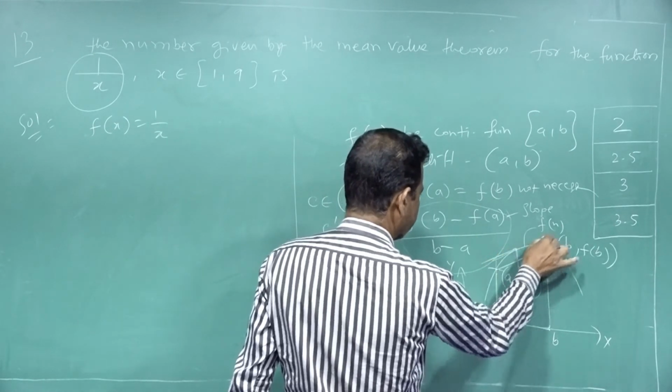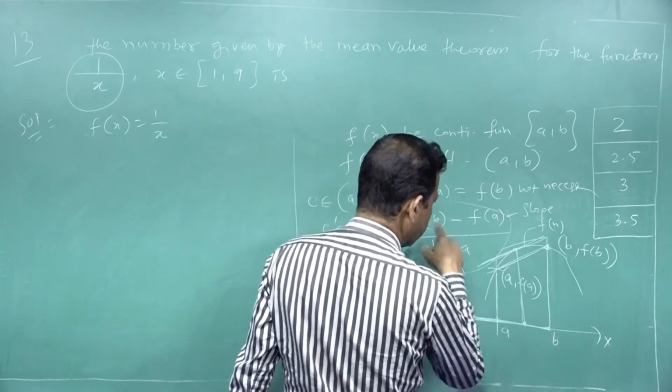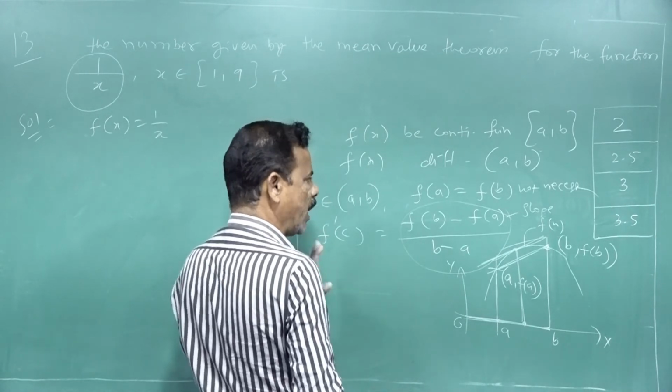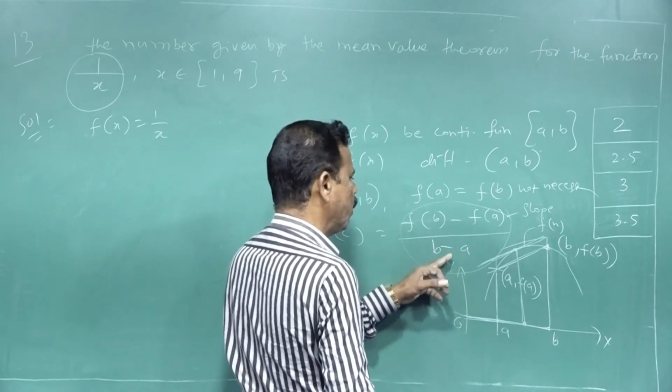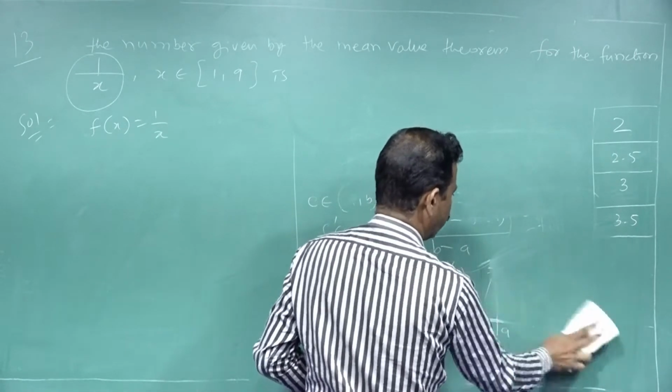Here, tangent. So both tangents' slopes are equal. That's why this formula gives both as the slope of the tangents. That's why f dash c is equal to (f of b minus f of a) by (b minus a). So according to this concept, we find the c value.